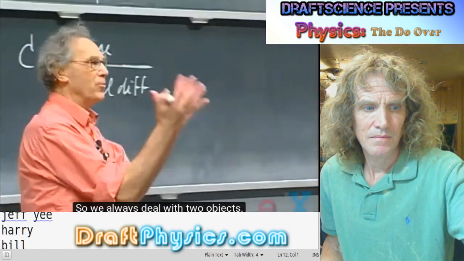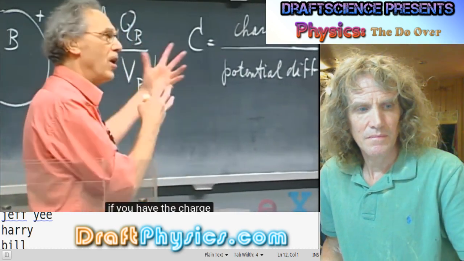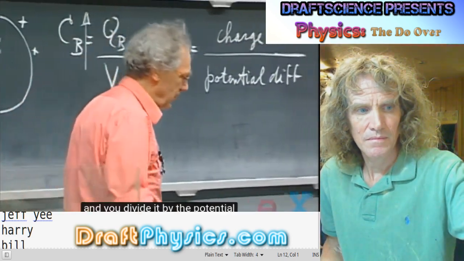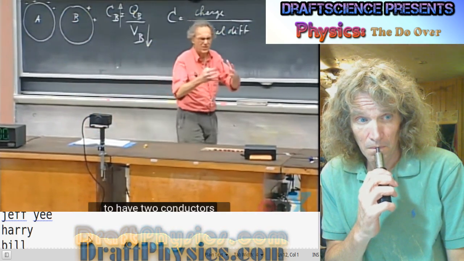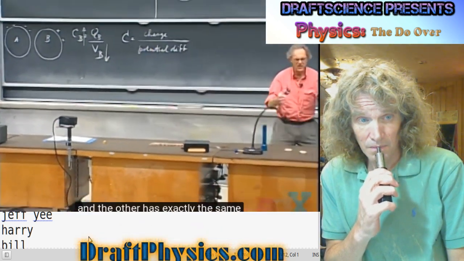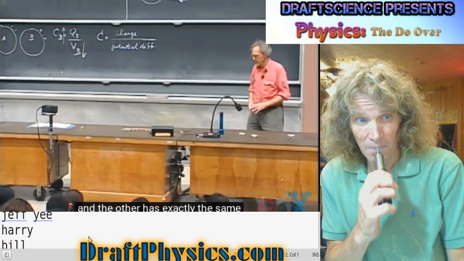So you always deal with two objects, not with one in isolation. If you have the charge on one of the two and you divide it by the potential difference between the two. You may say, well, it's a little artificial to have two conductors and one is positively charged and the other has exactly the same amount of negative charge. Well, it is not so artificial as you may think.